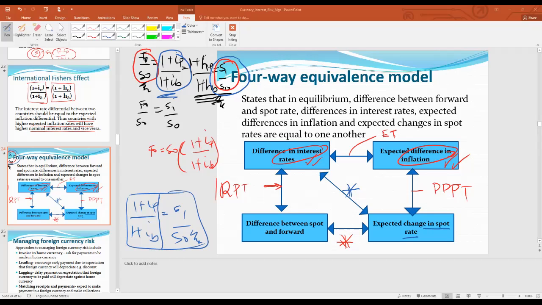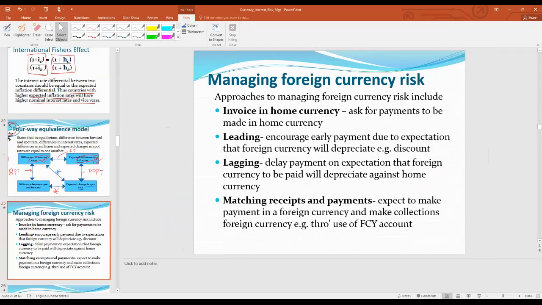Now, how do we manage foreign currency risk? Just brush over here how to manage the foreign currency risk. A number of ways we can manage. There's invoicing in your home currency, for example. That's an easy way. Because, for example, if you're a Kenyan company and you invoice your customer in Kenyan shillings, the exposure is to your customer, not you. Therefore, that's a way of trying to manage your foreign currency risk: invoicing in your home currency.